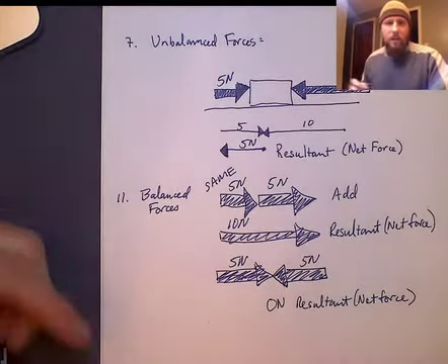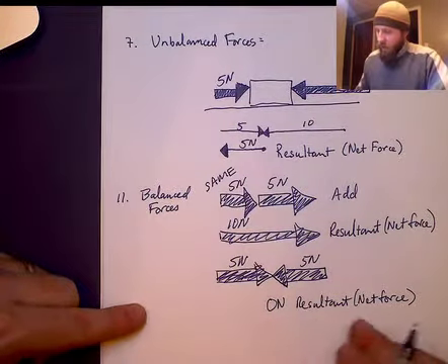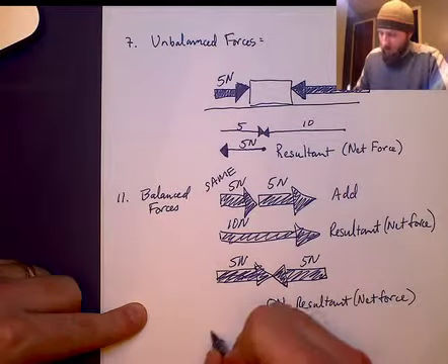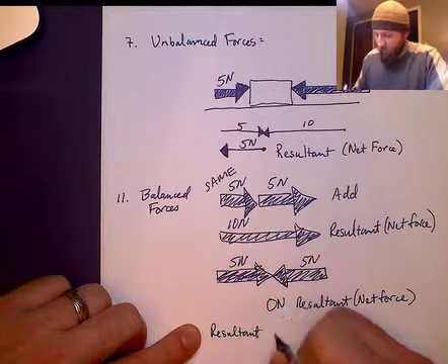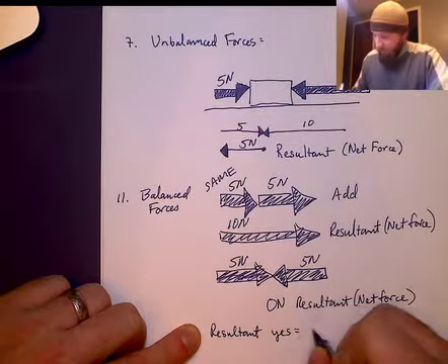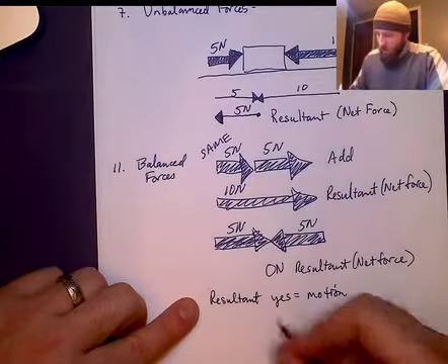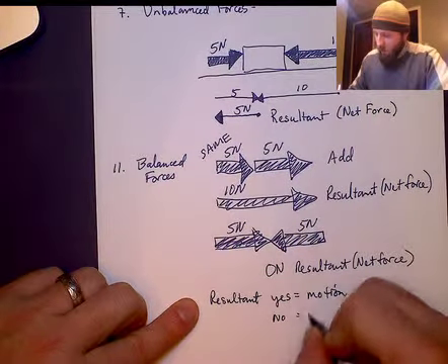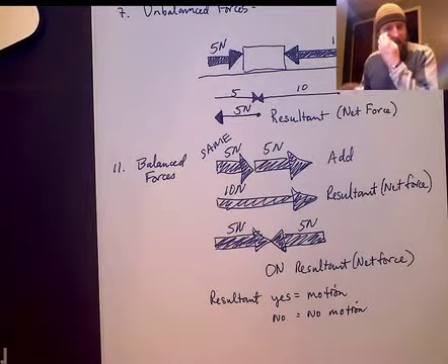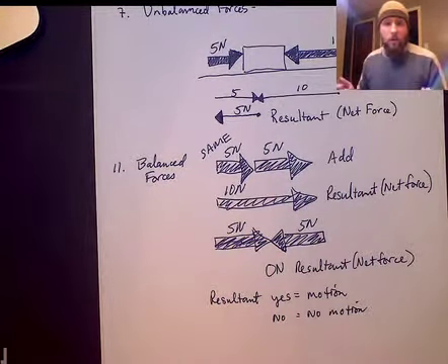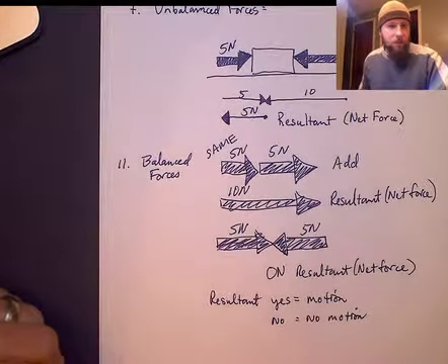The big thing to think about a lot of the times when we're talking about balanced and unbalanced forces is if there is a resultant, there is motion. Resultant, no motion. And usually the resultant again is in the direction of the strongest original force. Alright, so unbalanced and balanced forces.